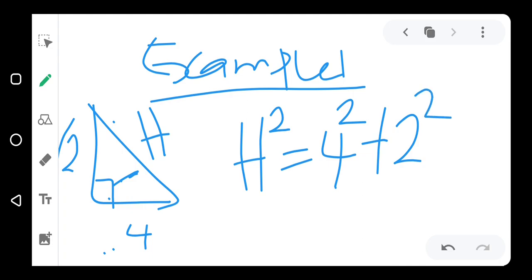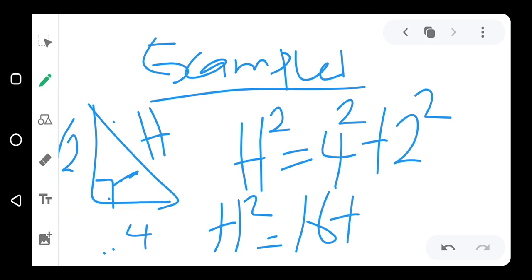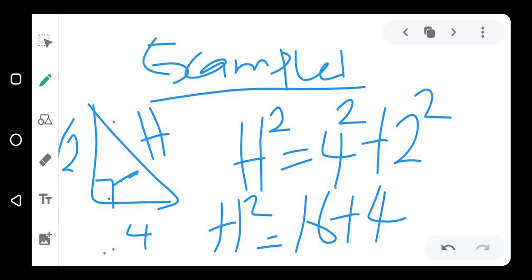And so we are going to have that H squared is equal to 4 squared, which is 16, plus 2 squared, which is 4. 4 squared means 4 times 4, and 2 squared means 2 times 2. 4 times 4 is 16 and 2 times 2 is 4. Now this means that H squared is equal to 16 plus 4, which is 20.